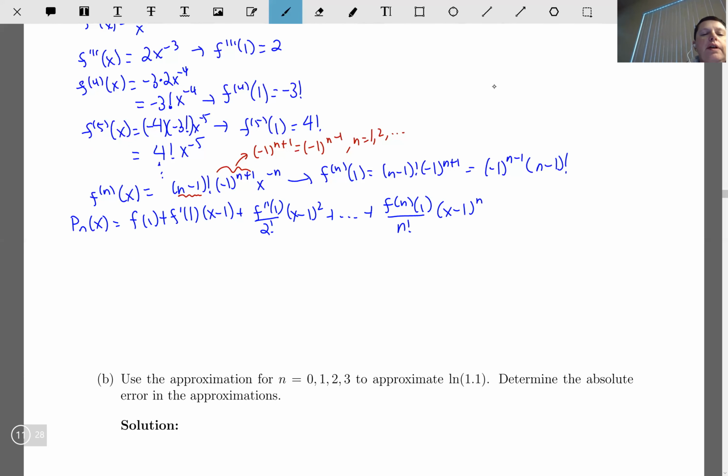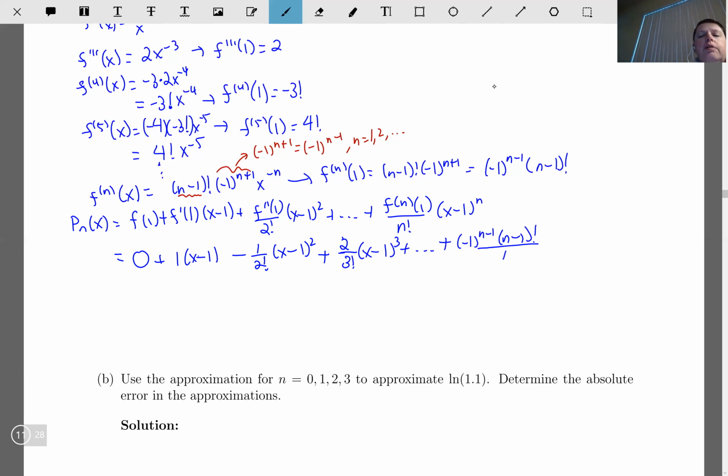So plugging stuff in, I get 0 plus 1 times x minus 1 minus 1 over 2 factorial times x minus 1 squared. Let me put the third derivative in, right? Because I got a 2 factorial over 3 factorial x minus 1 cubed plus dot dot dot plus negative 1 to the n minus 1 factorial over n factorial x minus 1 to the n.